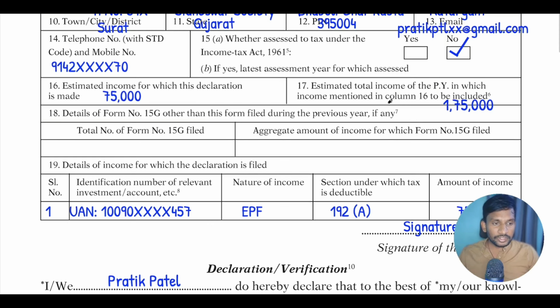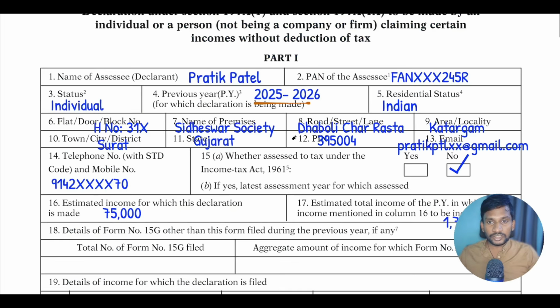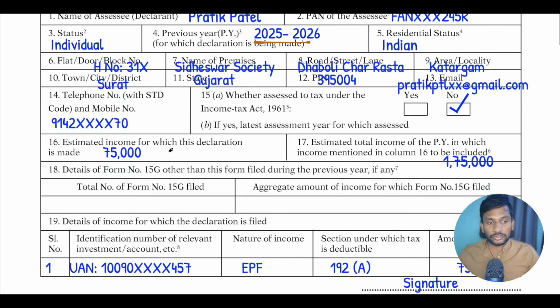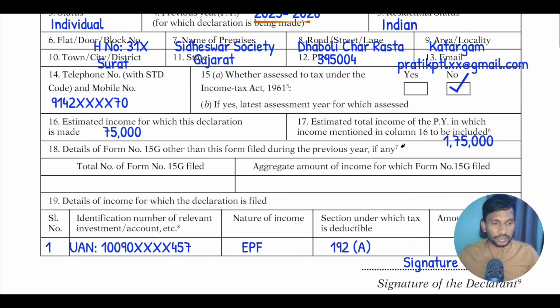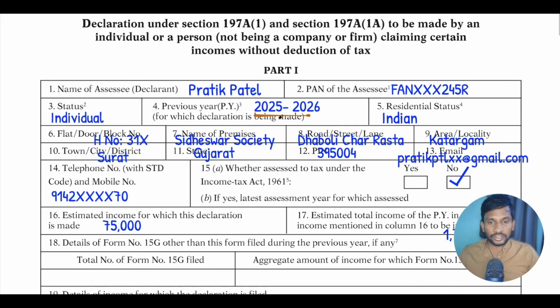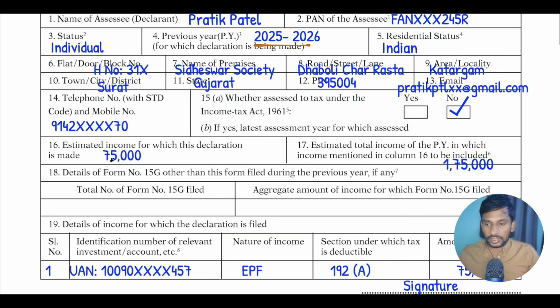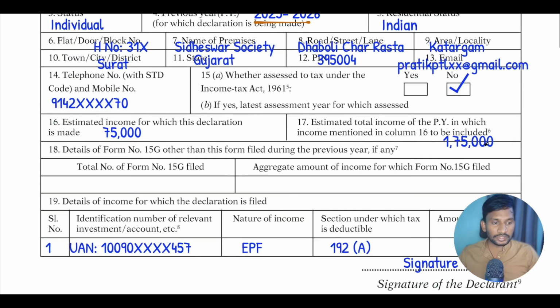In field number 17, you have to add your total estimated annual income in the financial year 2025 to 2026 plus the EPF amount that you are withdrawing. For example, if your estimated annual income in the financial year 2025 to 2026 is 1 lakh rupees, and to that 1 lakh the EPF amount is 75,000 rupees, then in total it will become 1,75,000 rupees. If this amount is above 2,50,000 rupees, you have to file income tax returns to claim any TDS refund.